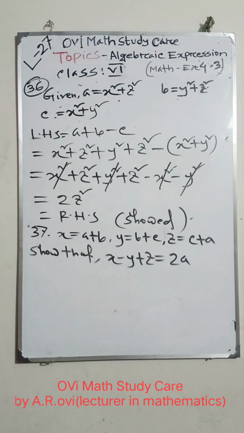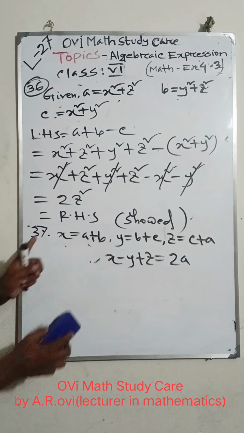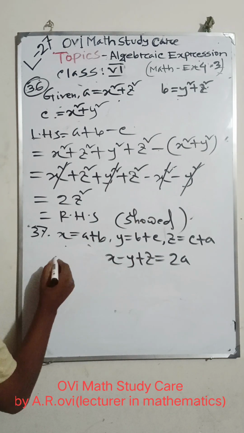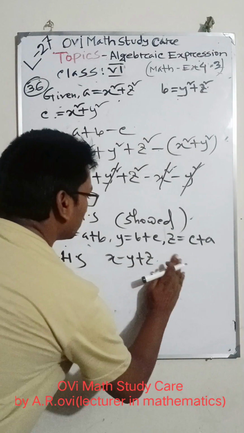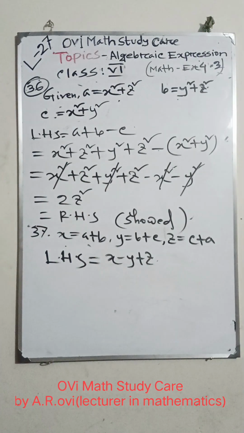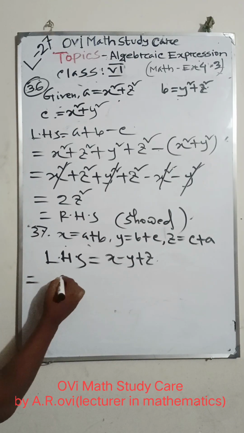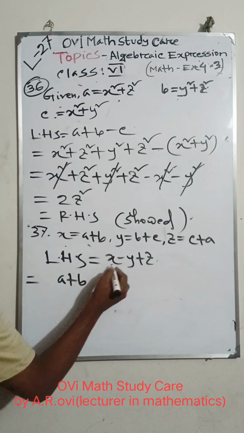This is the similar system. Dear students, this is the similar system. You should write, at first you write given x equal, y equal, z equal, then you write LHS is equal to x plus x minus y plus z. So putting the values of x, y, z. So if we put the value of x, a plus b, x equal to a plus b minus.